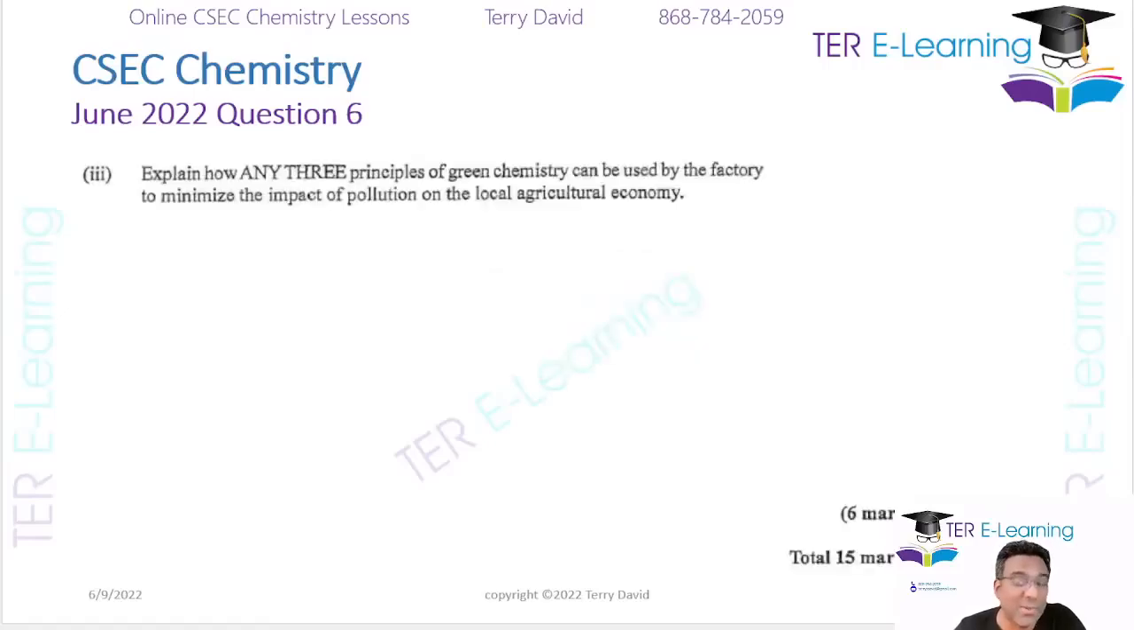Now this part here is 6 marks. So I suspect a lot of people would have had problems with this. One, if you didn't study it at all, then you're going to have issues. And worse yet, the question is asking me to explain how any of the 3 principles of green chemistry can be used by the factory to minimize the impact of pollution on the local agricultural economy.